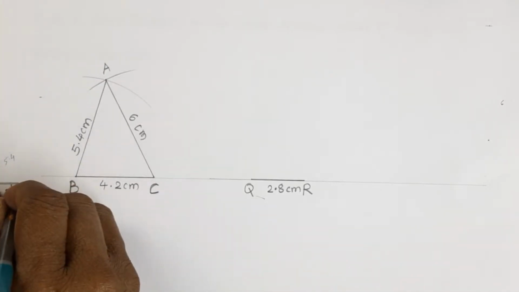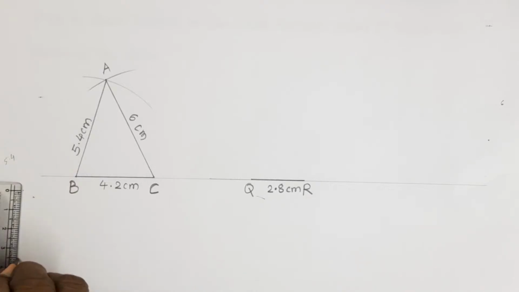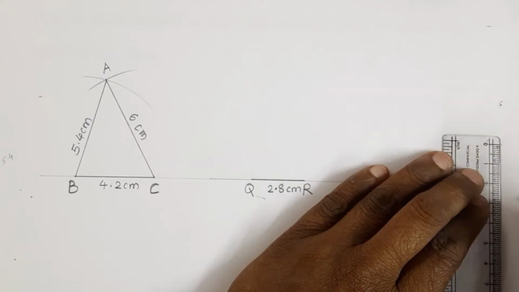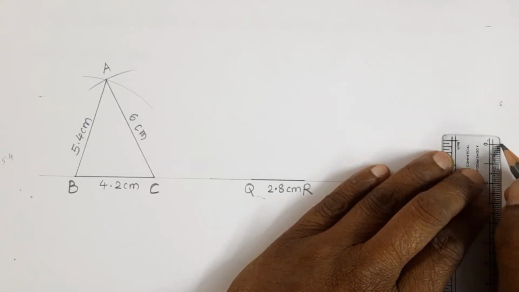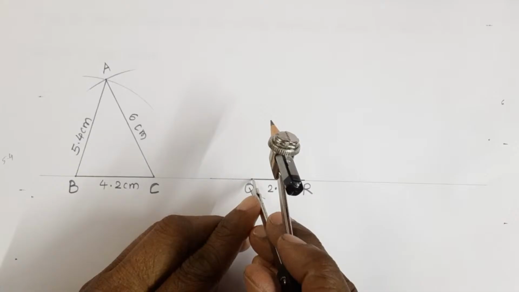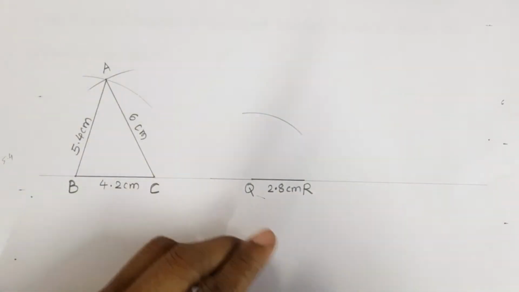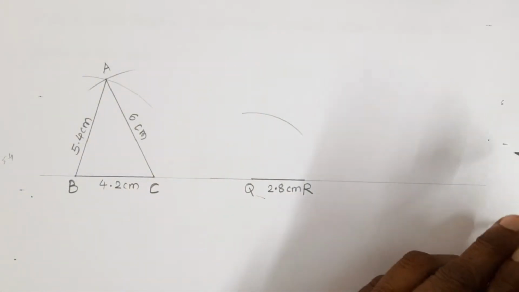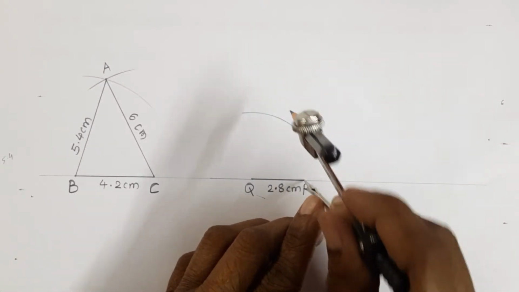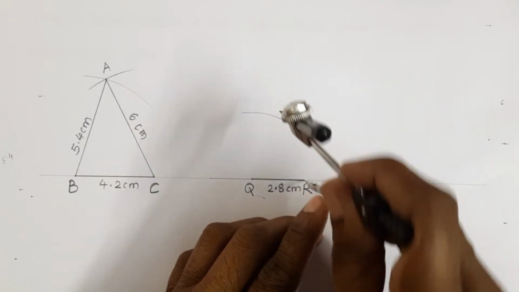So I take the distance 3.6 here and here 4 centimeter. Okay, so take this distance 3.6 in the compass and make the arc from the Q. Then take the distance 4 centimeter in the compass, make the arc from R, this way.